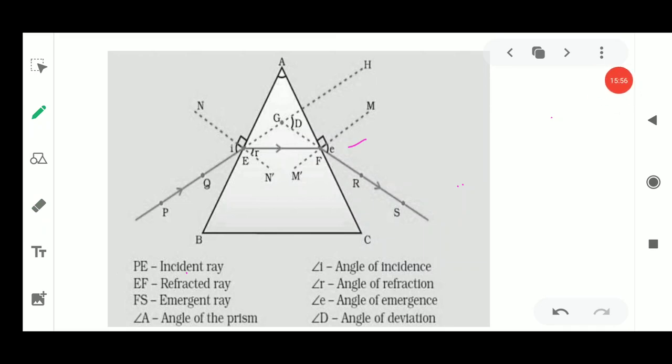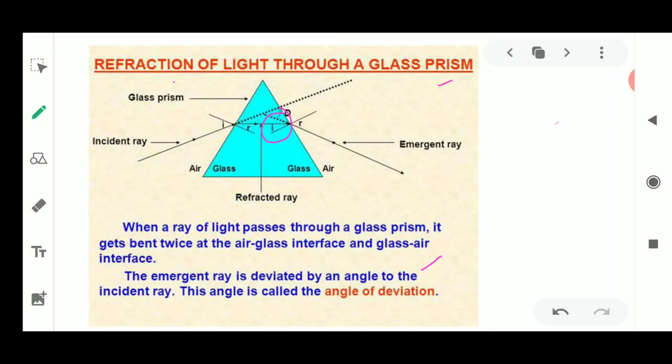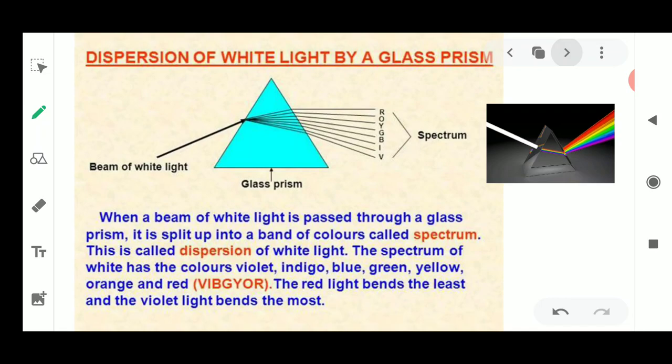So this was all about refraction through a glass prism. Now we will move on to the next slide, where I'll show you certain phenomena related to this glass prism. I think you all could recognize this picture very easily, as it is a very clear picture showing you the different colors when white light passes through the prism. It breaks up into 7 colors.